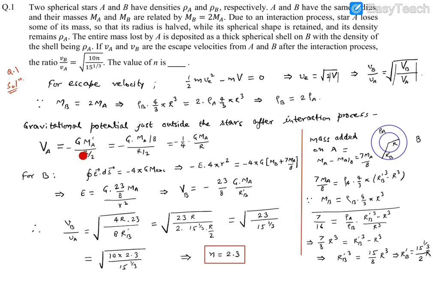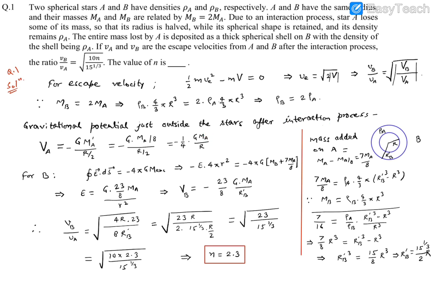Now the new radius of sphere 1, or A, becomes r by 2, and let's say the mass is MA prime. Since its radius became half, as per this equation, mass is equal to density into volume. Half radius will indicate, for the same density, MA by 8 mass. So this is going to be the new mass, this is the new radius. So that will turn out to be minus 1 by 4 GMA upon r. This is the potential just outside sphere 1 after the interaction process.